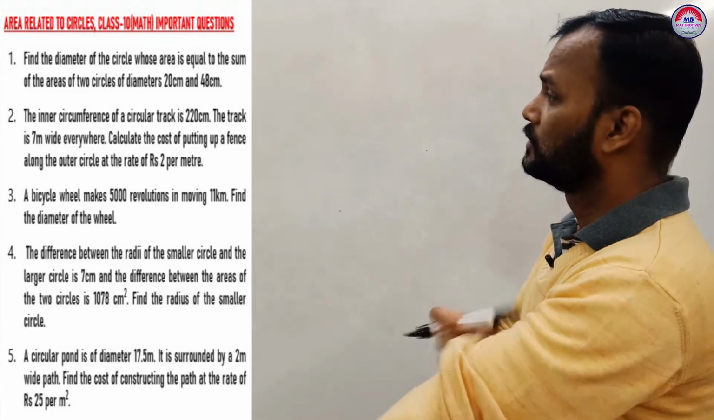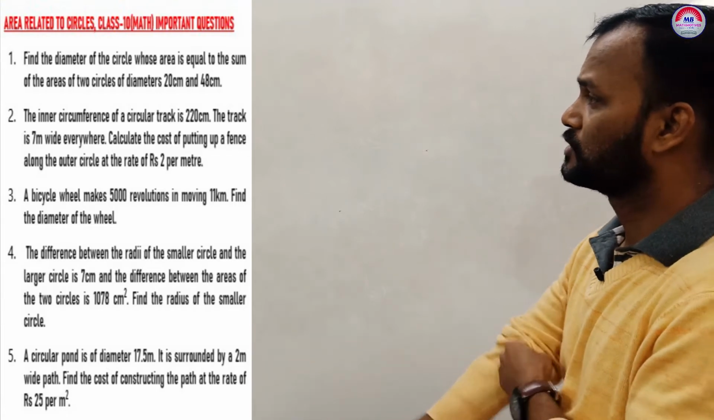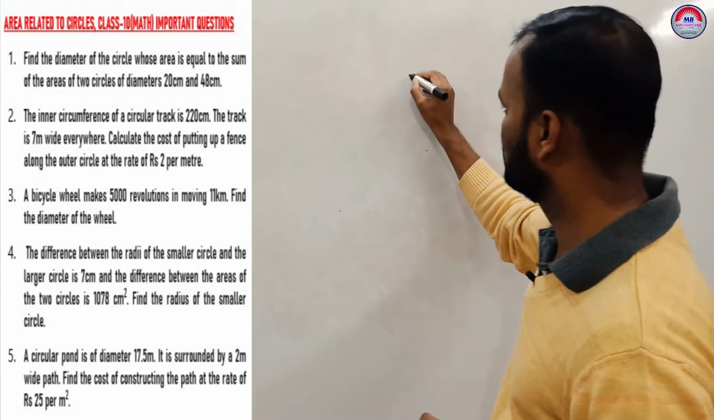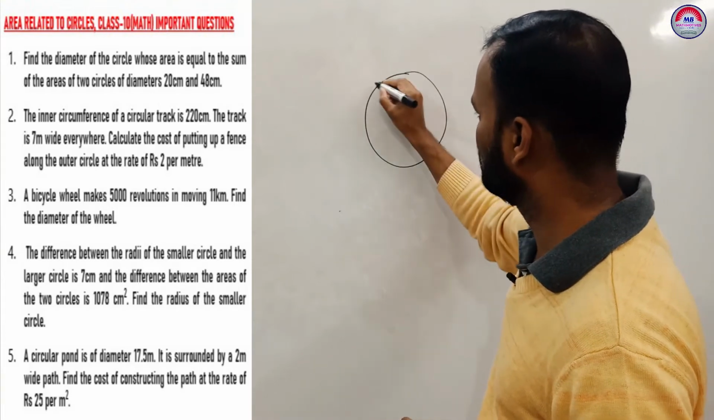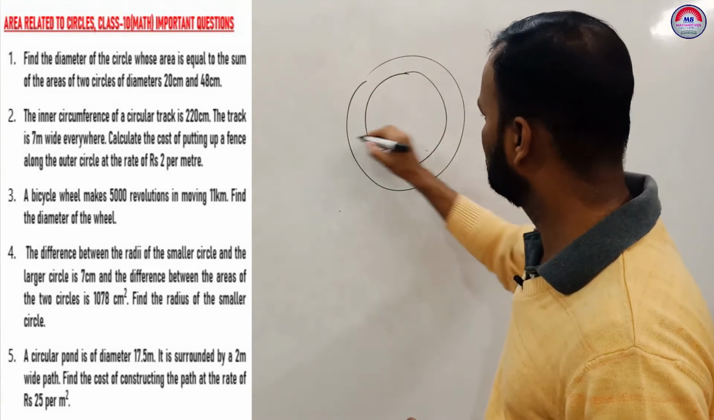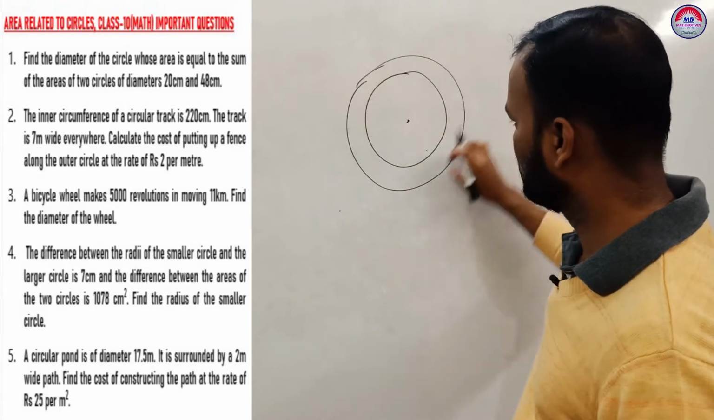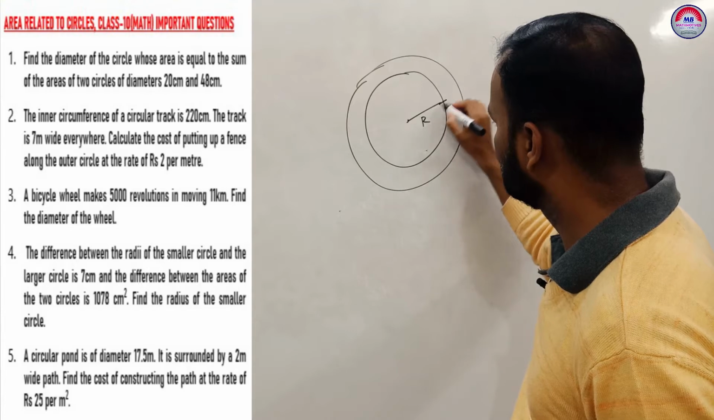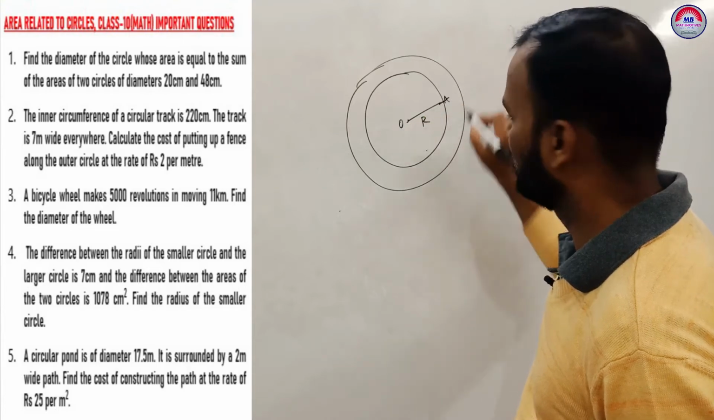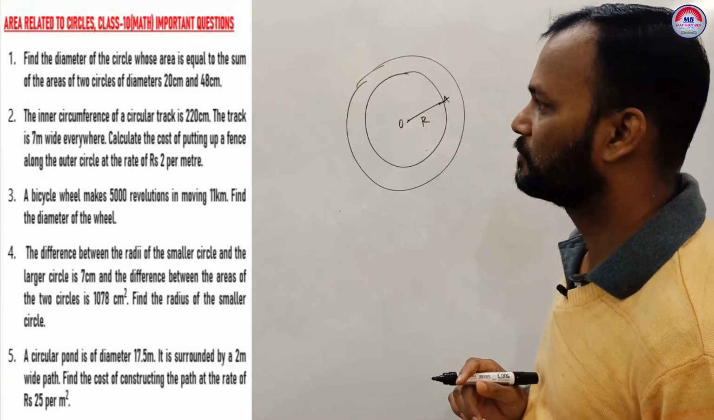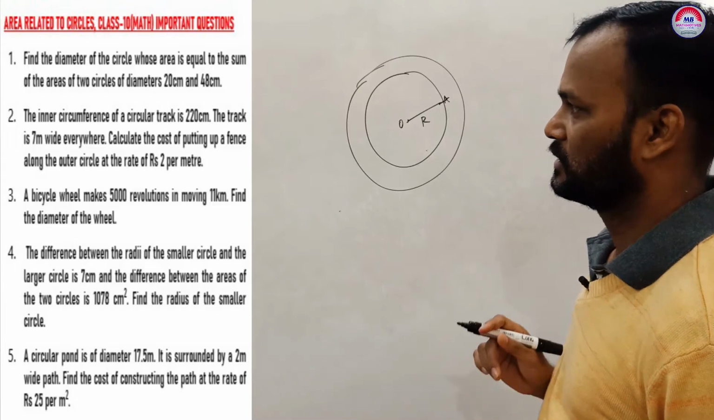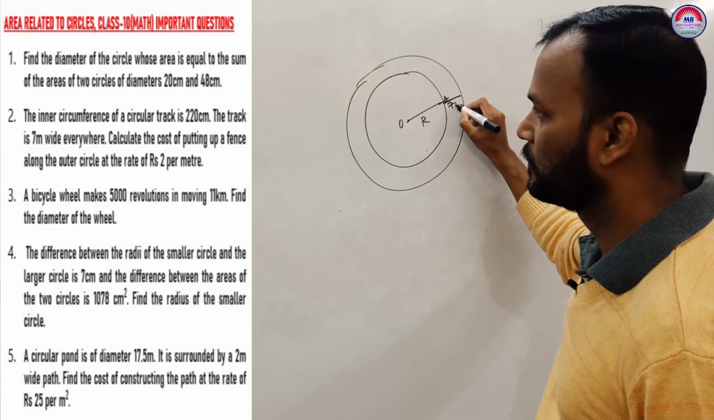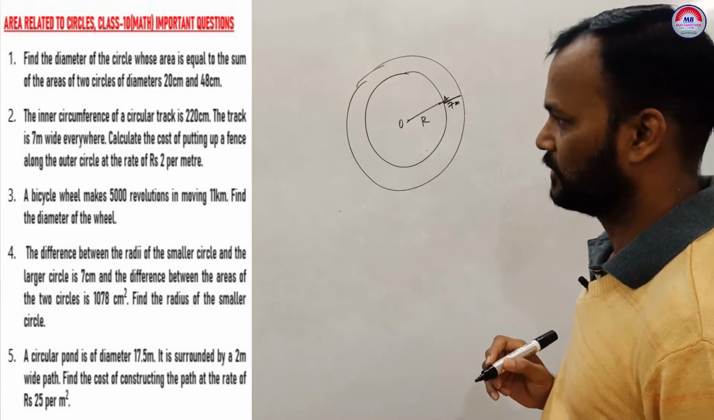The inner circumference of a circular track is 220 meter. Inner circumference of a circular track. You see, the circular track is here. Inner circumference is given. Let the radius be this one, radius OA. Inner circumference given is 220 meter. The track is 7 meter wide. This is 7 meter everywhere.